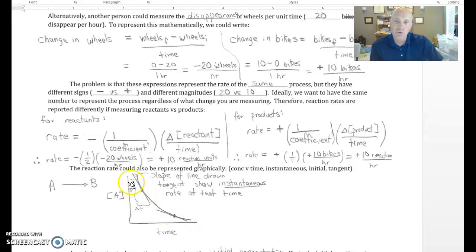All right, so the reason that this works is if you draw that tangent line and then you draw a triangle there, at that given point in time, this side of the triangle right here would represent the change in A, and this side right here would represent the change in time. And just using rise over run, that would tell you essentially change in concentration divided by change in time, and that's going to be the rate.